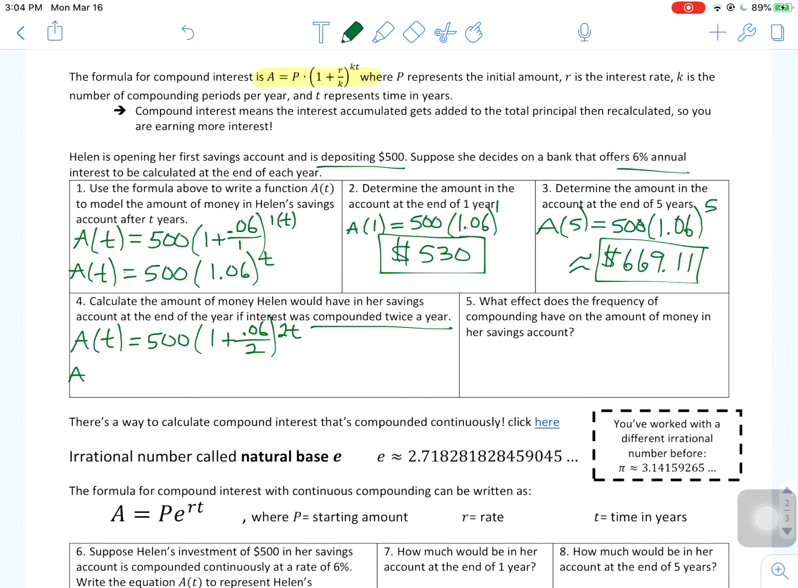So now I'm going to do 500 and then 1.03, because 0.06 divided by 2 is 0.03, and then 1 plus that simplifies down to 1.03 to the 2 times 1. Type that in, we get $530.45.